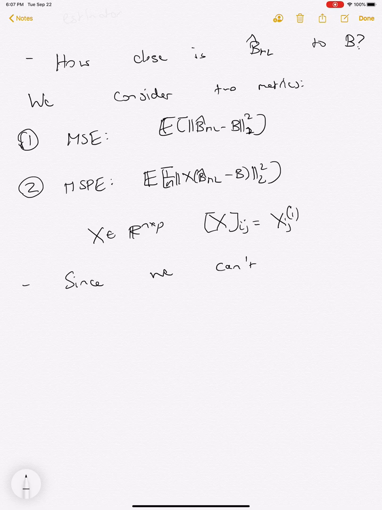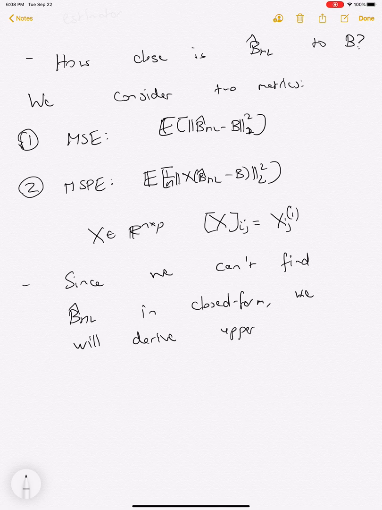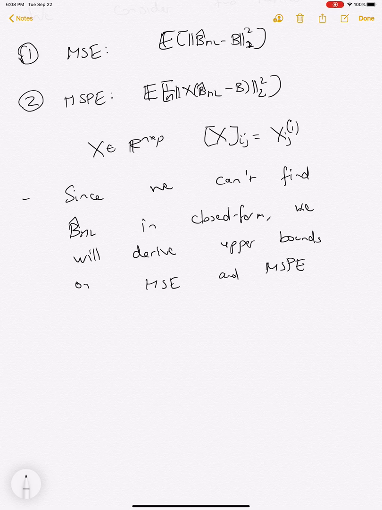Okay, and so what we're going to find here is that since we can't find the exact, we're going to derive upper bounds on MSE and MSPE. And this will also be under some conditions, which we'll see later. The main thing to take out of this is that we're going to see some results that look a little bit similar to what we saw for linear models. We have to worry a little bit about making sure that the variances of these are not too big or too small, and we'll see why that's the case shortly.